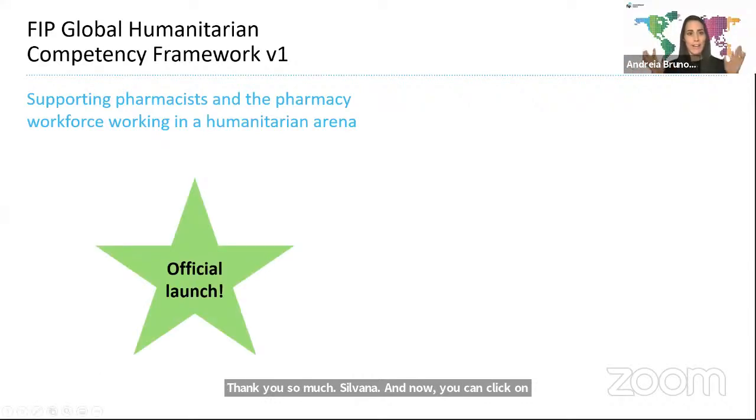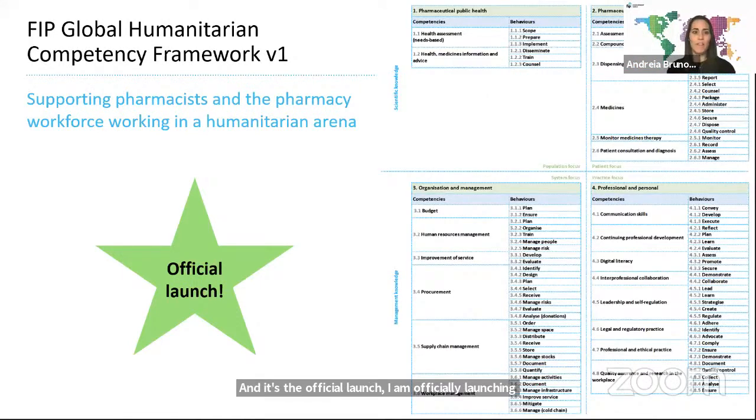It's the official launch. I am officially launching the FIP Global Humanitarian Competency Framework version 1. This is just a snapshot of the overview of what the framework looks like. As you can see, a lot of work has been added into this. And thank you, Marwan, for providing the link to all of you participants at the moment. This is the moment we've been waiting for. A lot of time, a lot of years, as Sylvain was mentioning, has combined into the humanitarian competency framework.